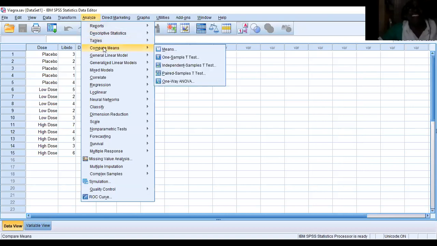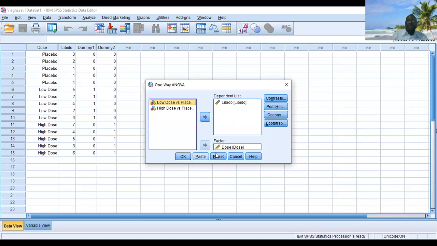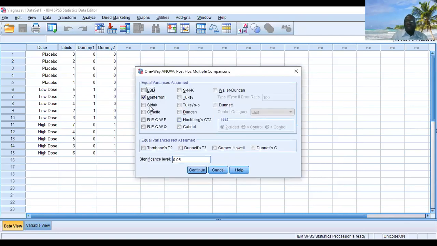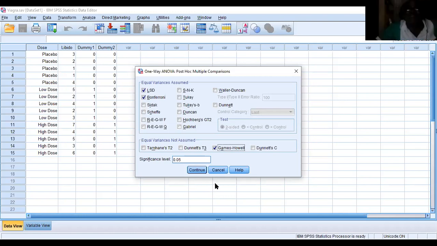Can you see it over there? Okay. Which of them are we using? Leave Bonferroni there. Choose LSD. Bonferroni is on, and I'm on LSD now. Put Bonferroni there as well. Then choose Games-Howell, down, second to the last. That's the one you use if equal variance is not assumed. Okay, click on continue.